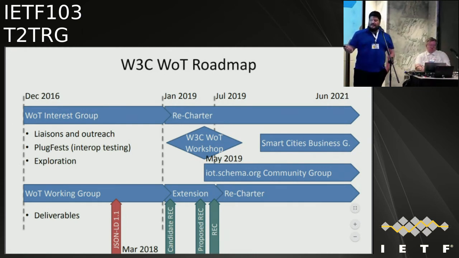And then around April, May, we want to have the so-called proposed recommendation. This is when the candidate was successful, so that all the tests provide enough evidence that it's implementable. Then there's a process where the AC representatives of the member companies can comment on that. And then basically at the end of the extension, we want to have the recommendation out there and then look into rechartering.